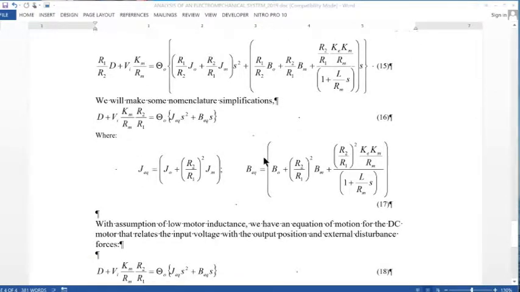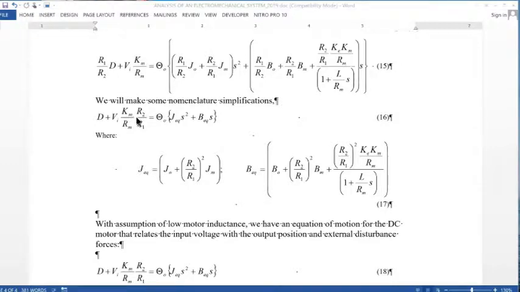Now, here's the important part of it. I've got a voltage that I apply. I've got the motor torque constant. So really what happens is I put in a voltage, I divide by the resistance, and that gives me a current. Then I multiply by the motor torque constant, right? That gives me a torque.